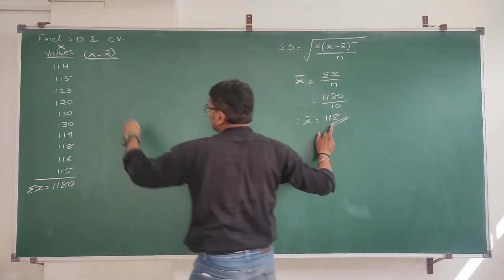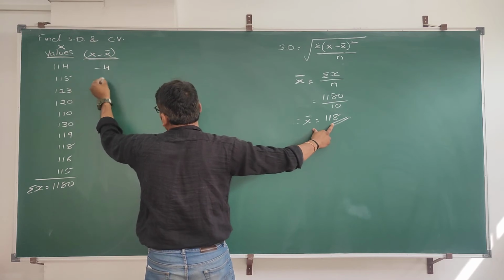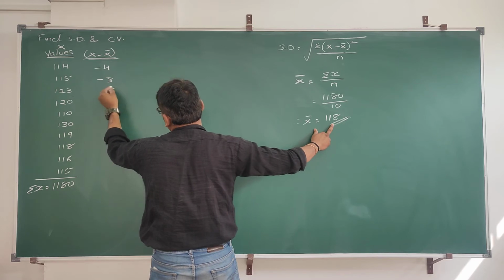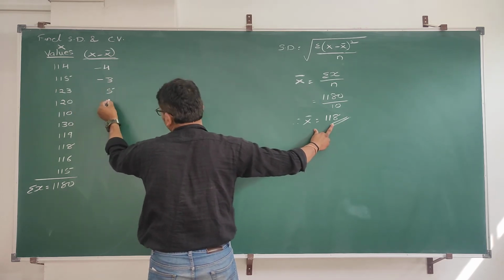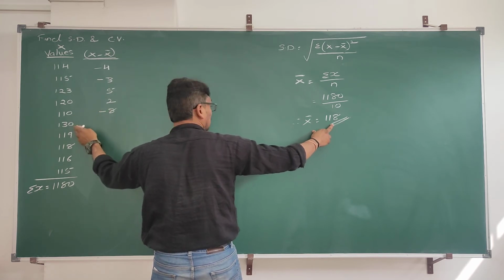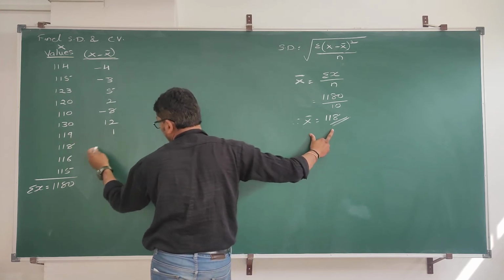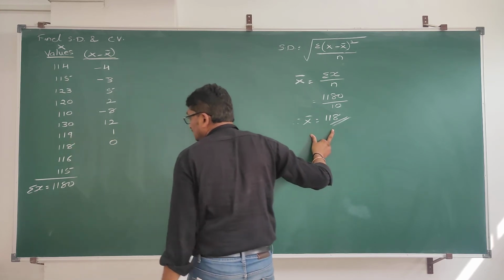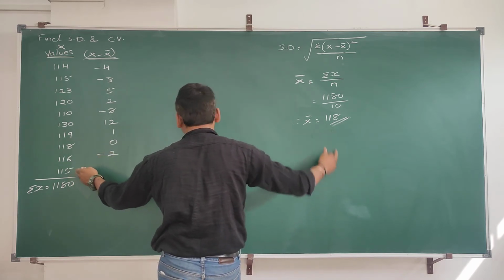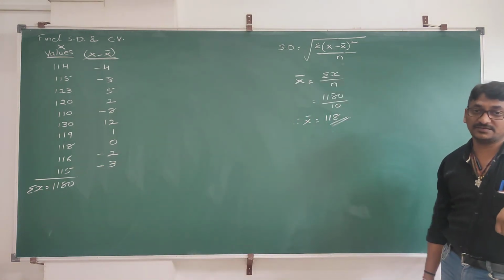114 minus 118 is minus 4. 115 minus 118 is minus 3. 123 minus 118 is plus 5. 120 minus 118 is plus 2. 110 minus 118 is minus 8. 130 minus 118 is 12. 119 minus 118 is 1. 118 minus 118 is 0. 116 minus 118 is minus 2. And 115 minus 118 is minus 3. This is your x minus x bar.